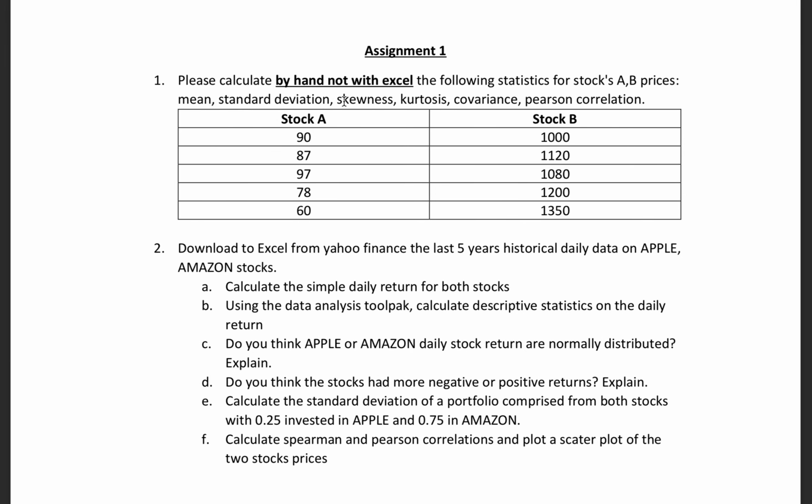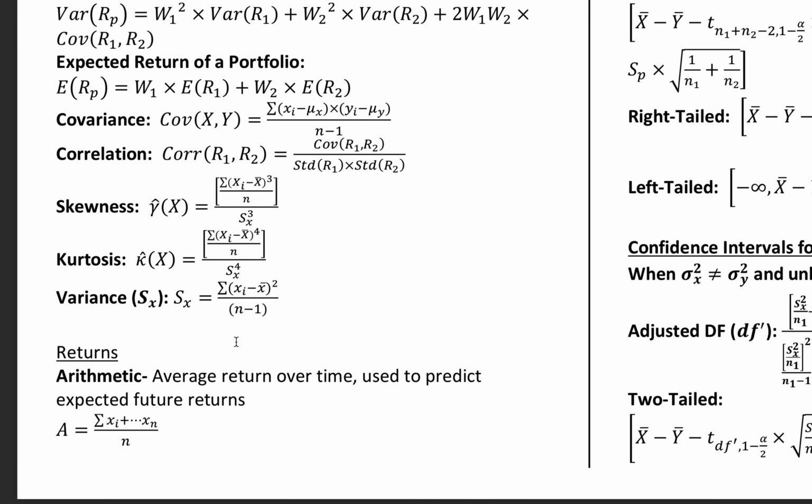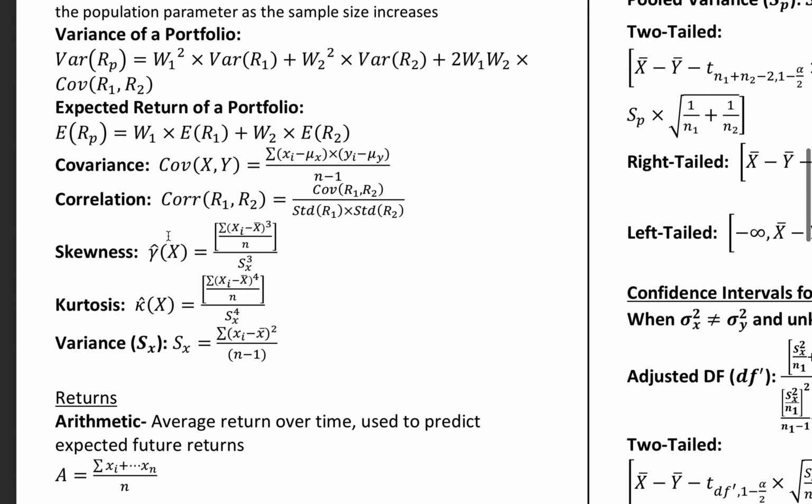Okay, next is skewness. So skewness is this pretty little formula right here. This isn't a y, this is a gamma.